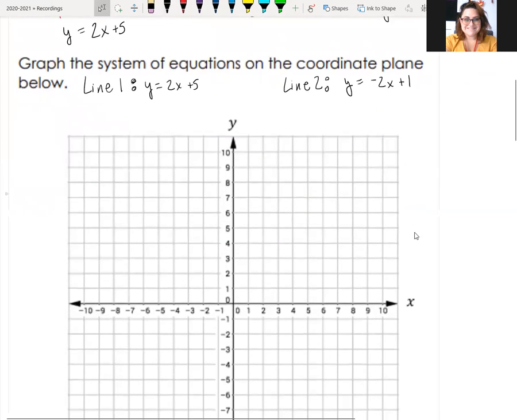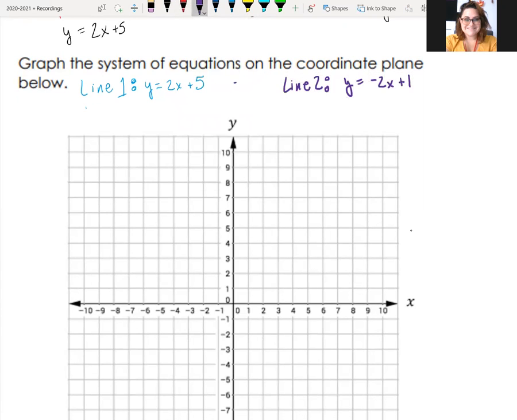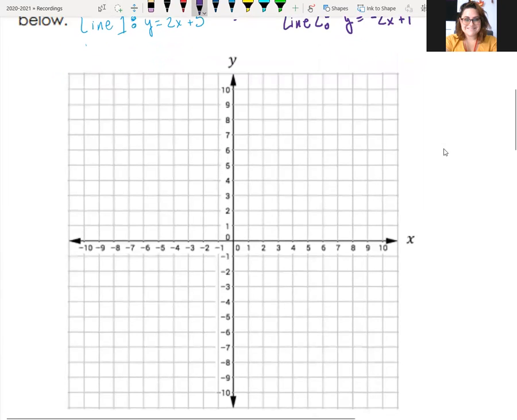I'm also going to graph line 1 in blue. Line 1, that's plus 5. And line 2 we'll do in red. Or purple, because it won't change to red. There we go. So now we can see our color difference in our lines.